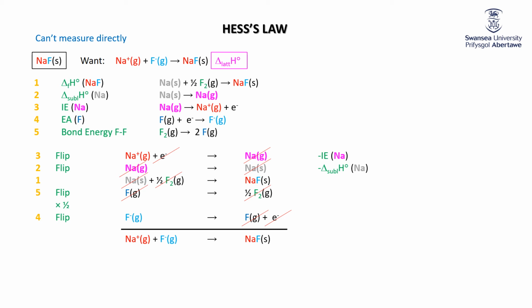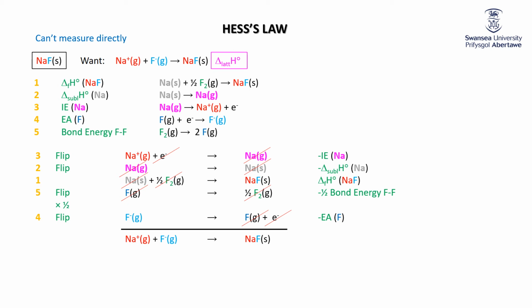Equation 1 was the heat of formation of sodium fluoride. Well, I used that as was. Equation 5 was the bond energy that I then flipped and halved. So therefore the energy of that is minus half of the bond energy. And then finally, I took the electron affinity of fluorine and flipped it. So therefore it's minus the electron affinity of fluorine.